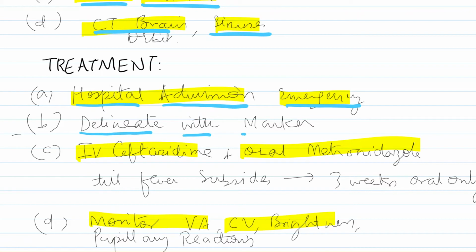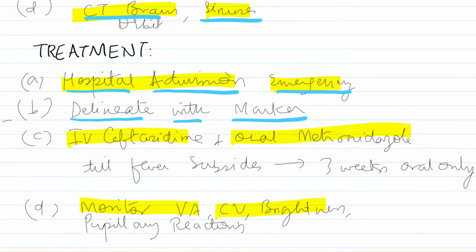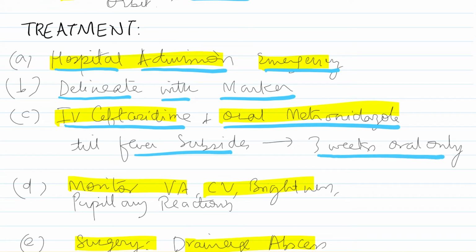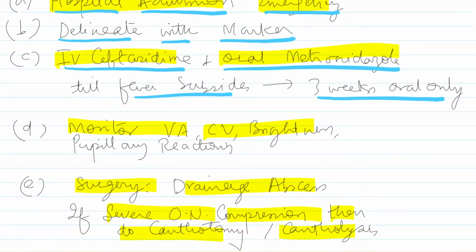Delineating the orbital infection with a marker is always a good idea. It gives you a very good parameter to judge the progress the patient is having on subsequent follow-ups. Then we can proceed with an IV ceftazidime immediately along with an oral metronidazole as a precautionary measure. This is to be given till the fever subsides, and till 3 weeks you only give it orally.